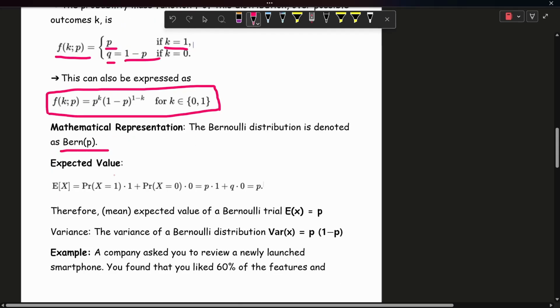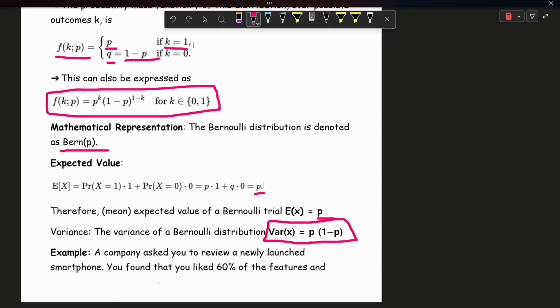What is the expected value? The expected value is p for the Bernoulli distribution. The mean and the expected value are both the same for this distribution, and it is equal to p, which is the success probability. What is the variance? The variance of the Bernoulli distribution is p times 1 minus p. This variance is calculated to find the spread of the data.